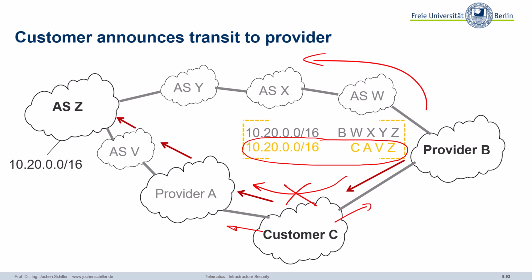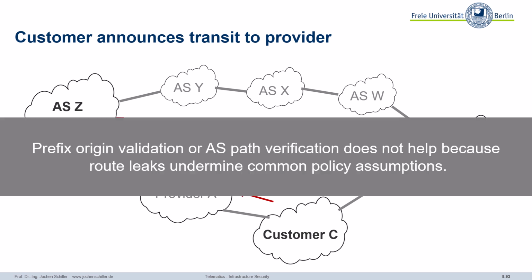But the problem is, what can we do? Nothing. Prefix origin validation or AS path validation doesn't help, because B is allowed to announce this path. Everything is fine. The origin, everything is fine. So these route leaks undermine the policy assumptions. Typically you do not route across a customer. But RPKI can do nothing against this.